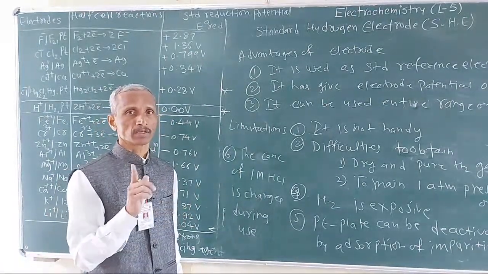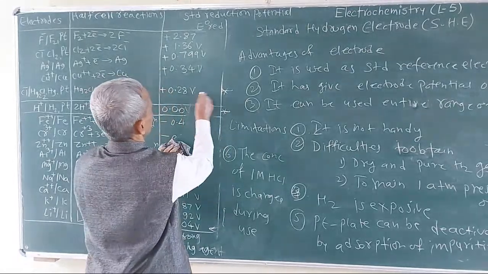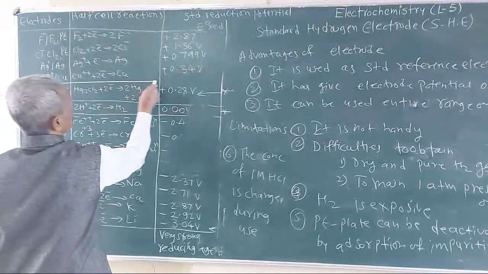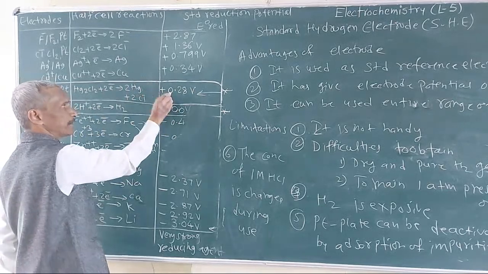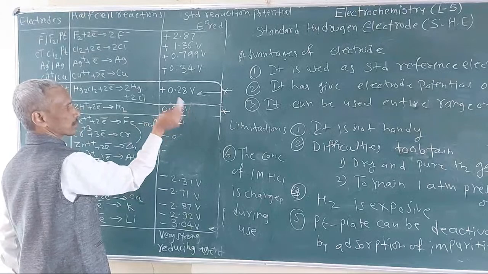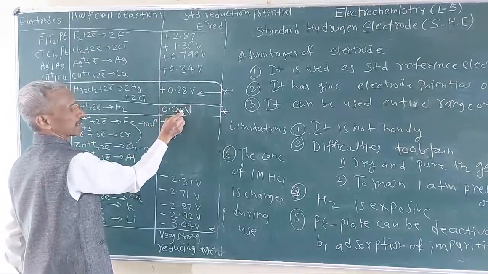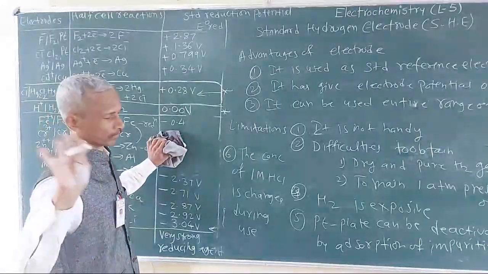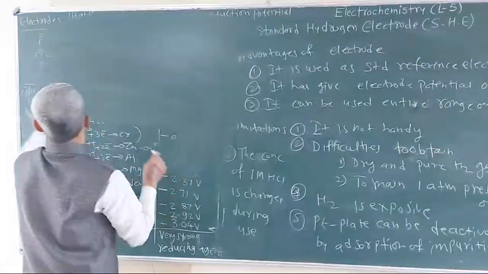replaced or substituted by a new electrode, and that is the calomel electrode. Let us consider this calomel electrode. This is called a secondary reference electrode, and the electrode potential of this calomel electrode is determined by comparing it with the primary standard hydrogen electrode. Now consider the standard calomel electrode.